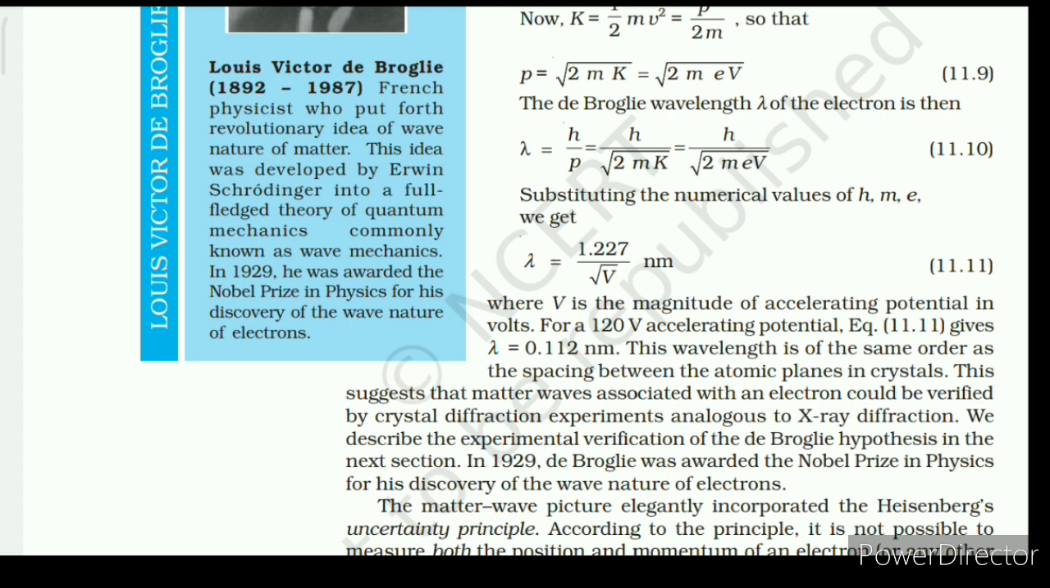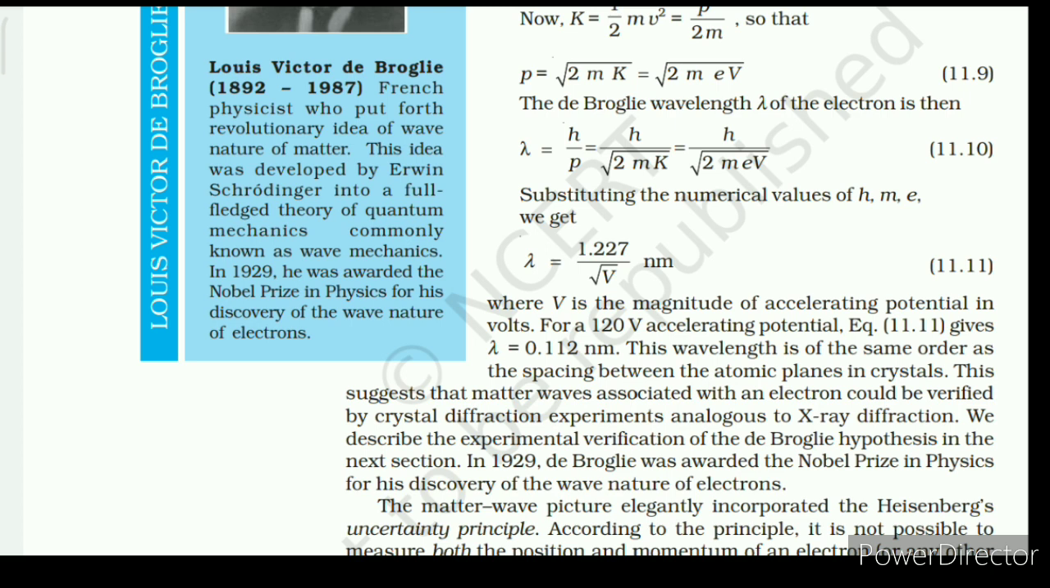Equation 11.12 shows the possibility that delta x is 0, but then delta p must be infinite in order that the product is non-zero. Similarly, if delta p is 0, delta x must be infinite. Ordinarily, both delta x and delta p are non-zero such that their product is of the order of h bar. Now, if an electron has a definite momentum p, that is, delta p = 0, by the de Broglie relation, it has a definite wavelength lambda.